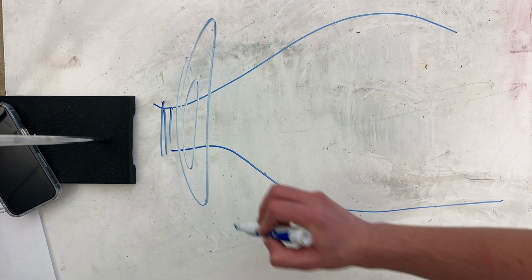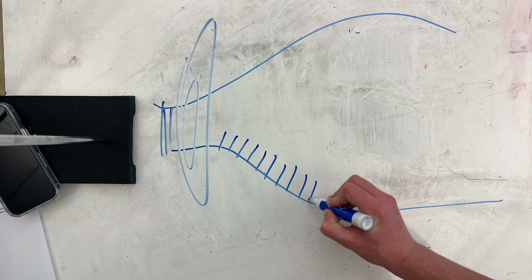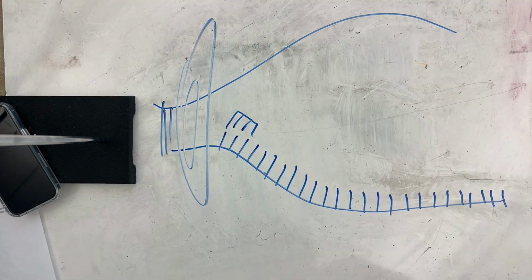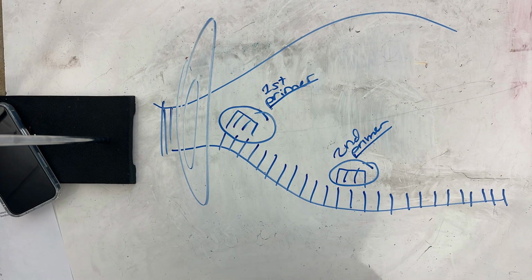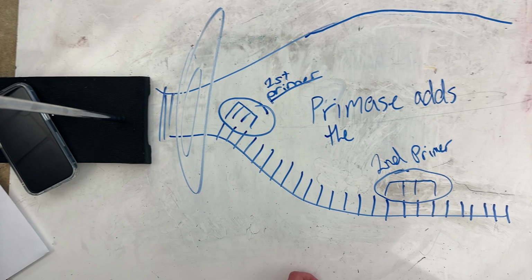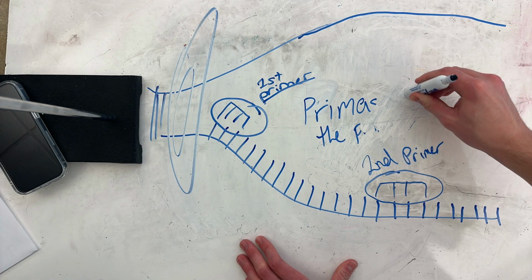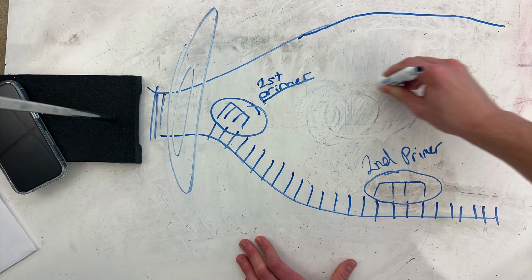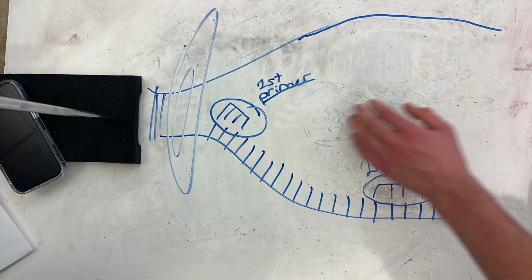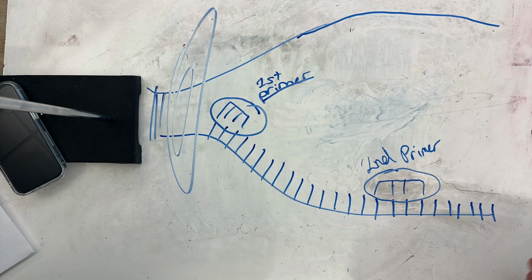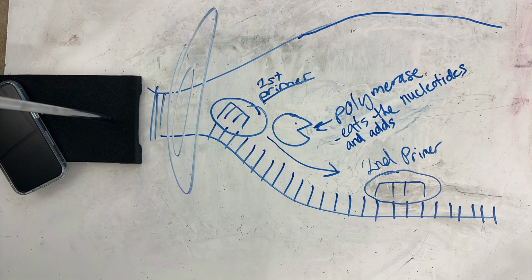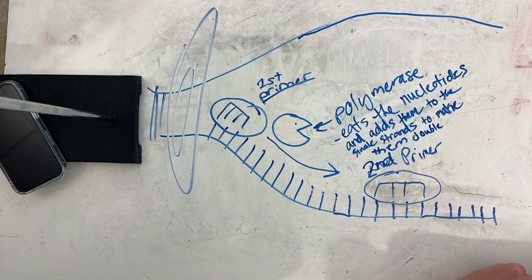Okay, so we're gonna just redraw what we just had. Before we put the definitions of leading and lagging, we're gonna redraw the process. These are the first and second primers. The primase adds the primers. This is the polymerase, which I know is the Pac-Man. It eats the nucleotides and adds them to the single strands to make them double strands.